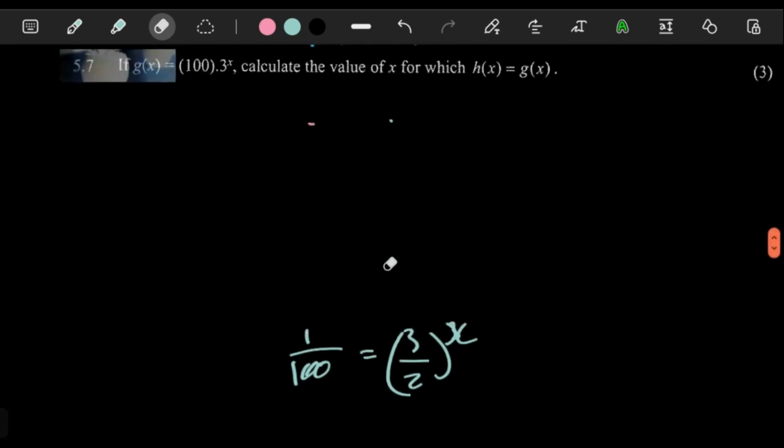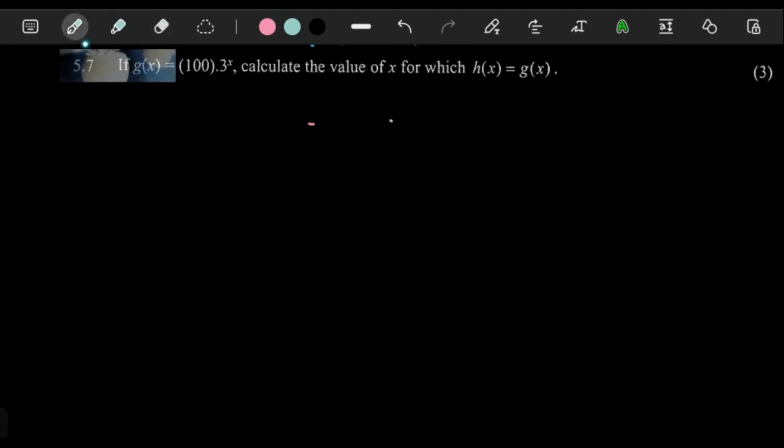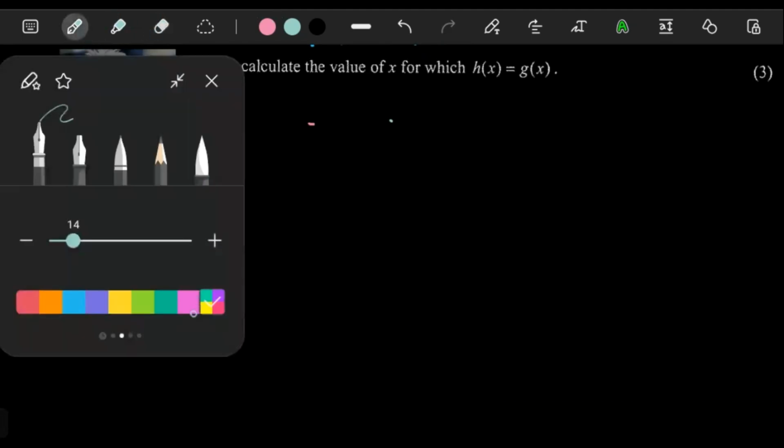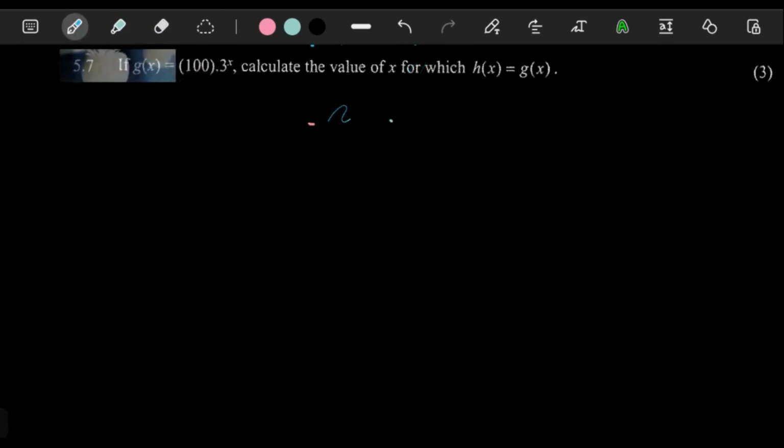Let's not overthink it and just think of this as a 3-mark question. The thing with the 100 is that it's 10 squared. So this is 2 to the power of x equal to 10 squared times 3 to the power of x. It really doesn't seem like we're getting anywhere. The way it's looking, not looking very pretty at all.